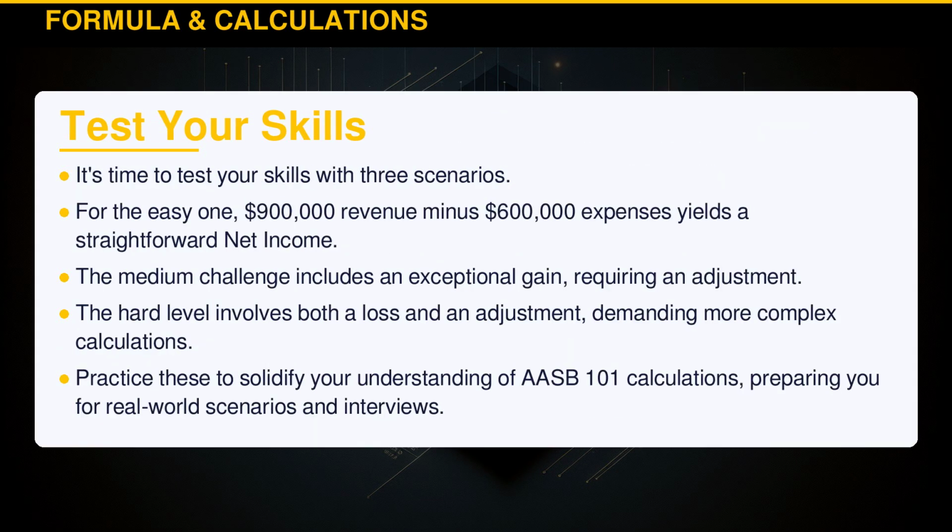It's time to test your skills with 3 scenarios. For the easy one, $900,000 revenue minus $600,000 expenses yields a straightforward net income. The medium challenge includes an exceptional gain requiring an adjustment. The hard level involves both a loss and an adjustment, demanding more complex calculations. Practice these to solidify your understanding of AASB 101 calculations, preparing you for real-world scenarios and interviews.